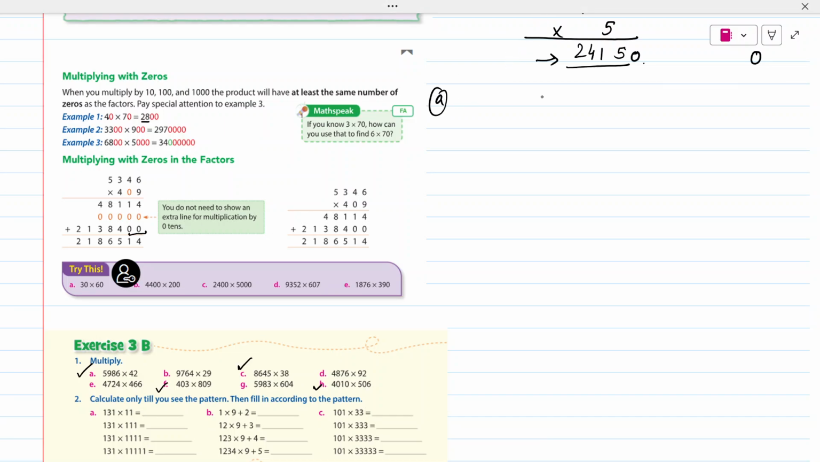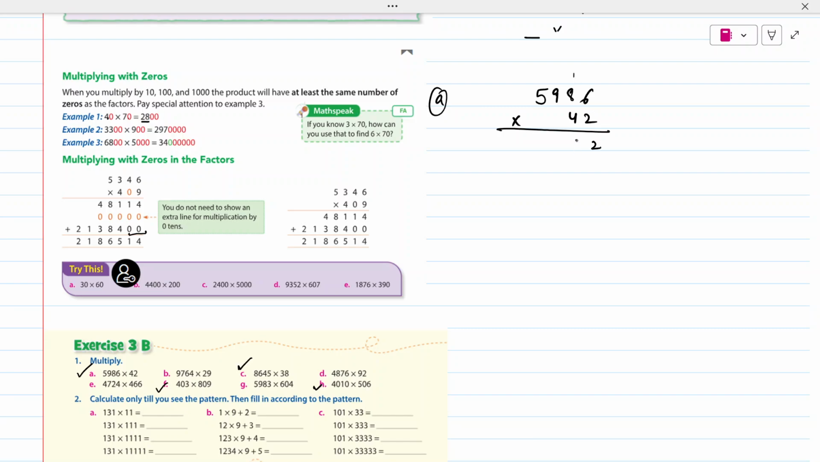Simple multiplication. We have 5986 multiply with 42. So first what we have to do here is we have to multiply with 2. That is the number which is present at the ones place. Let's do it. 2 into 6 is 12. 8 into 2 is 16.